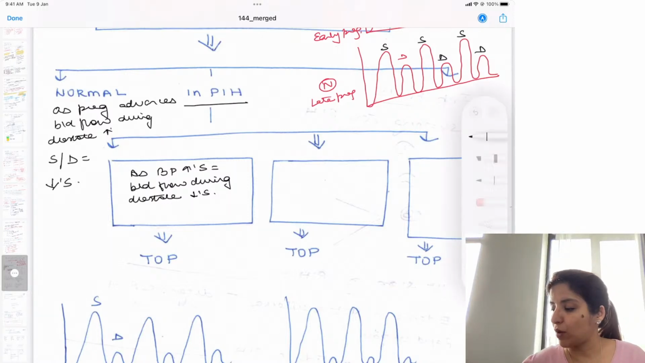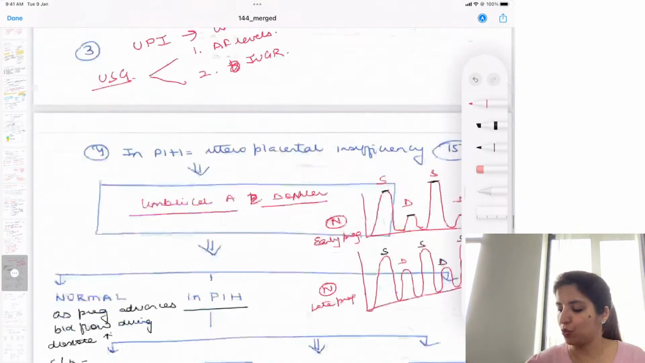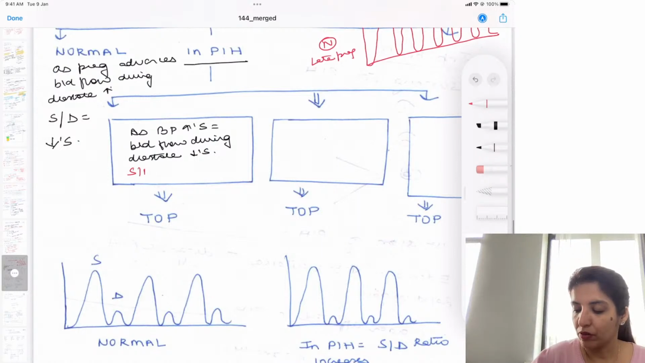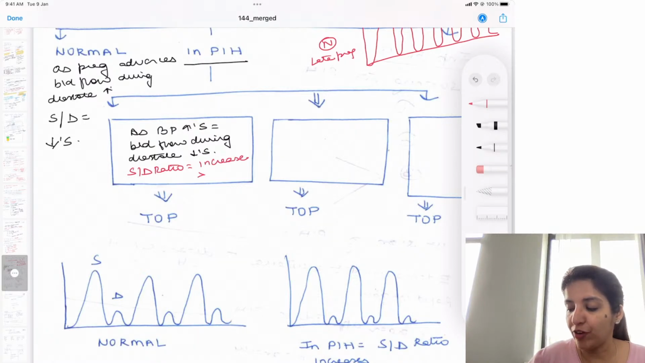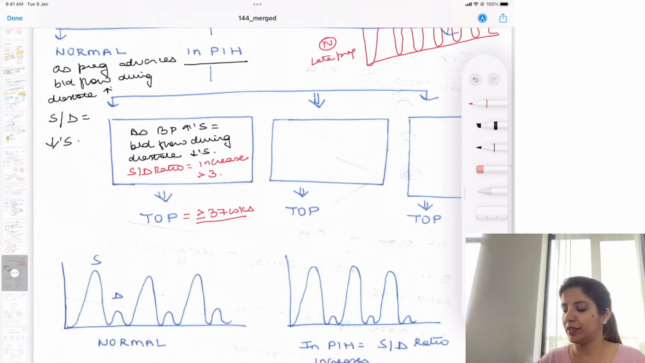So what is going to happen to SD ratio in a patient of PIH? Diastole is decreasing, the denominator is decreasing. So what is going to happen to this ratio? This ratio will increase. And if it becomes more than 3, then it means there is a mild preeclampsia type of condition and you have to do termination of pregnancy at more than or equal to 37 weeks, right?